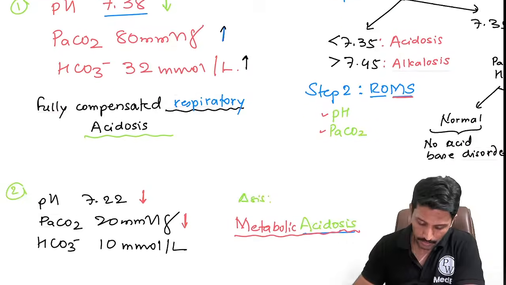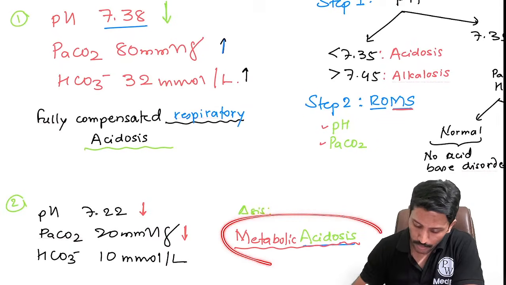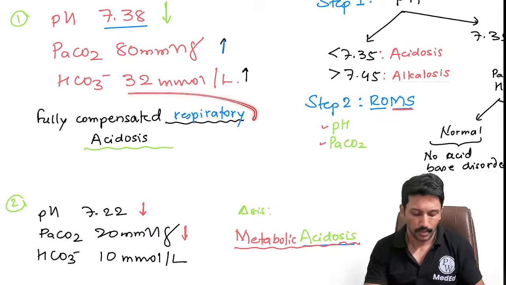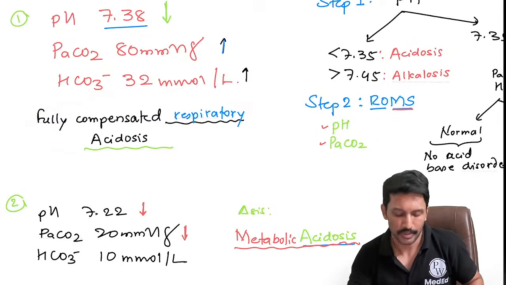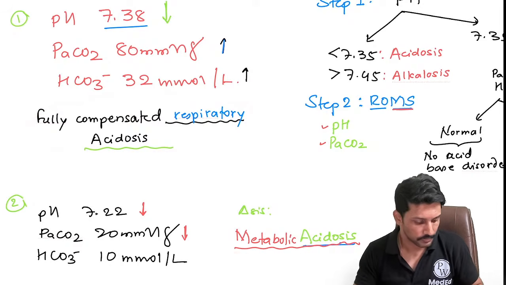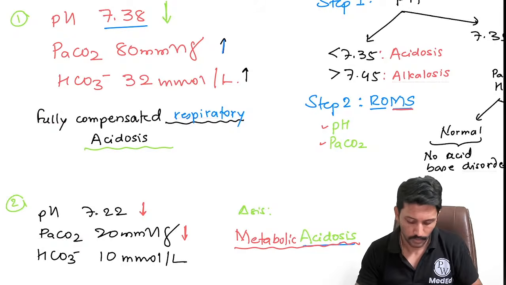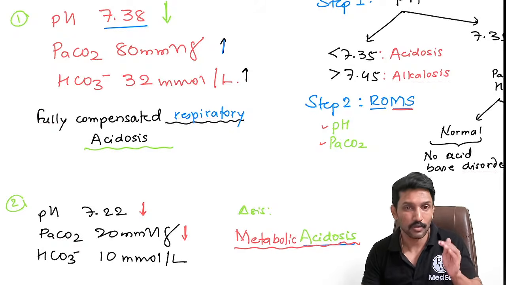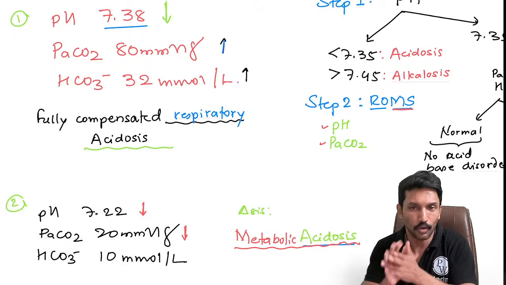Okay. Now, what should be the full naming of this disorder? And also we'll talk a little more about this fully compensated, but what should I label this as? Metabolic acidosis. But what about compensation? Is there compensation present or not?